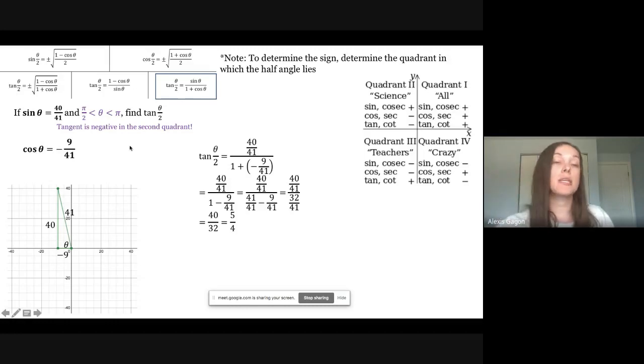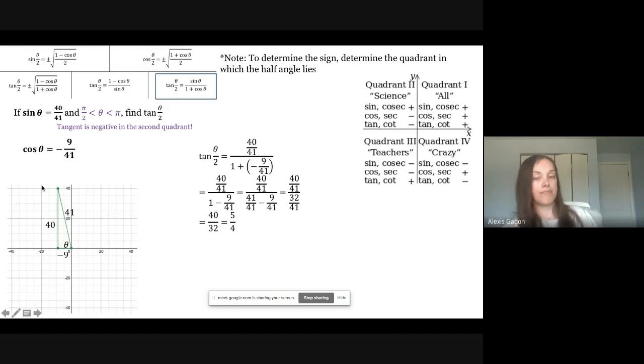Oh, wait. It's because we started this in the second quadrant. Well, half of that would be in the first quadrant, so everything is positive there. Don't worry about too much of that. I wish we were in person. I could explain this further. So ignore this part right here. That's where theta is, but the half angle is in the first quadrant, not the second quadrant.